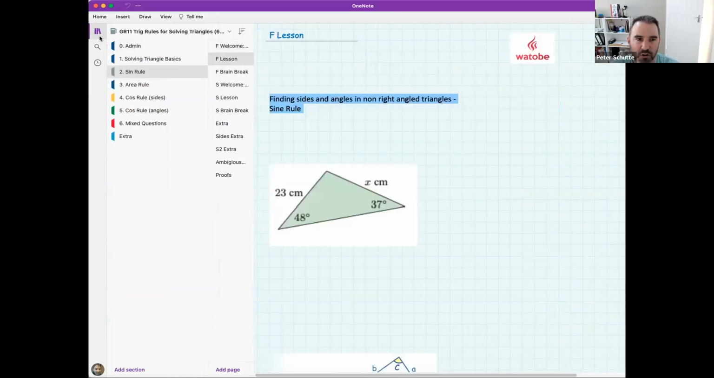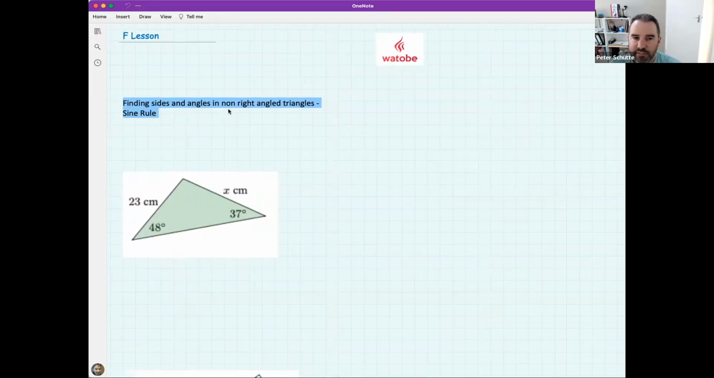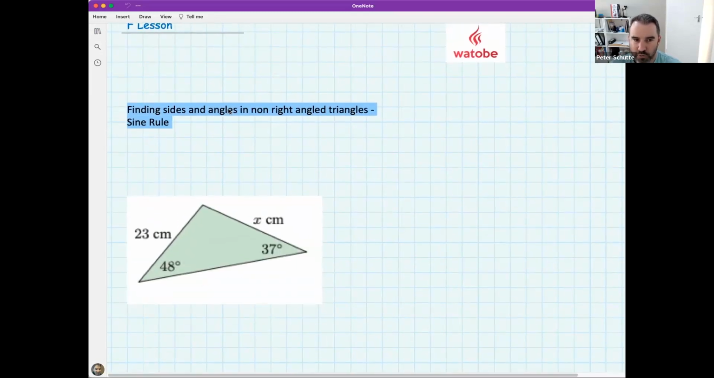Let's rock and roll. Okay, so if we talk about what the focus for today is, in the last lesson, we learned how to find unknown sides and unknown angles in triangles. And one of the things we learned about would be something like, how do we find that blue dot?